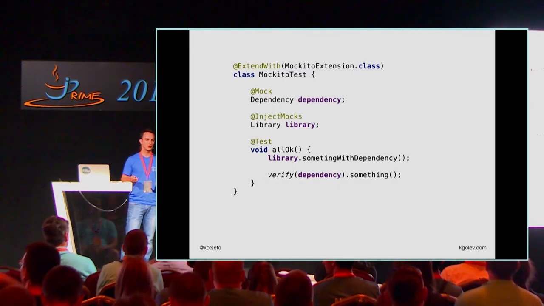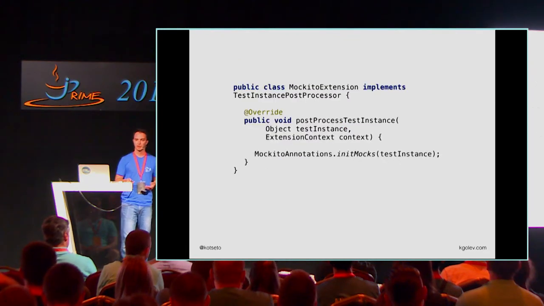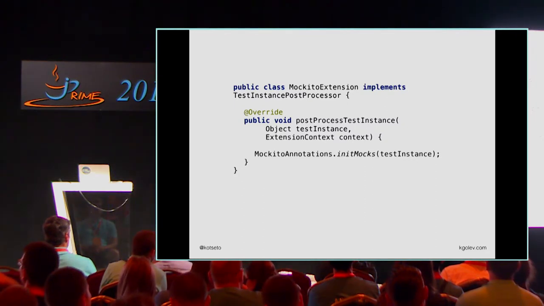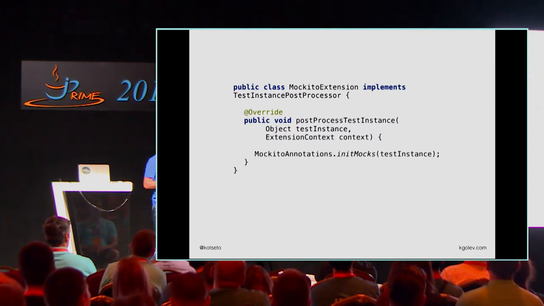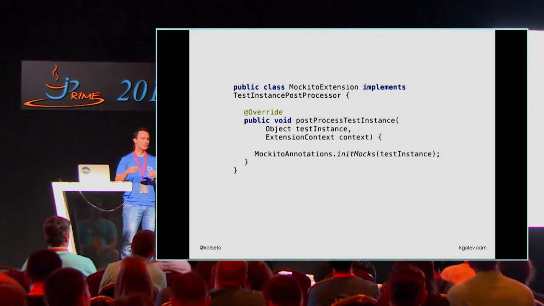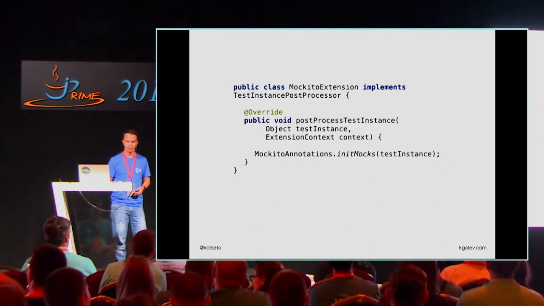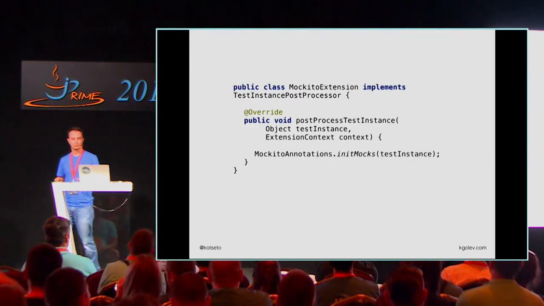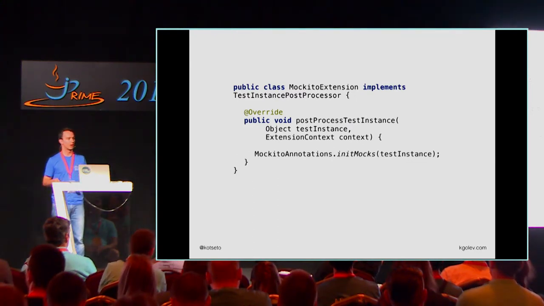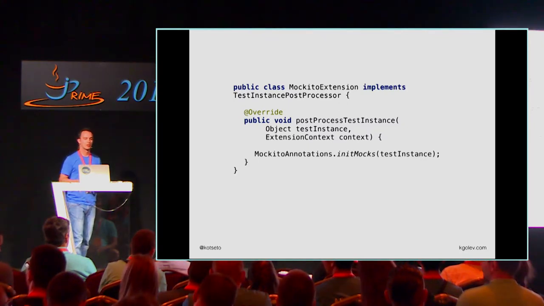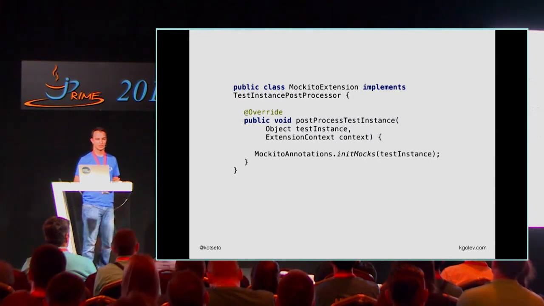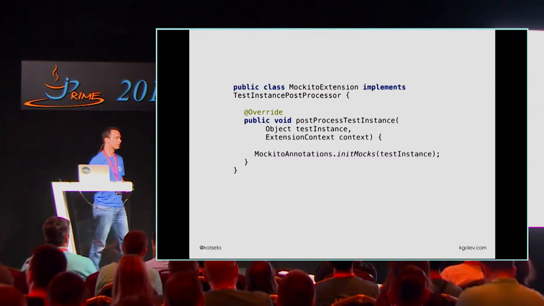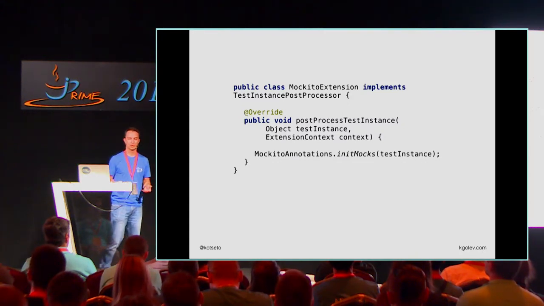So what is the Mockito extension doing, if you know how this works? It will just call the Mockito annotations init mocks on the test instance. So maybe some of you have put this code before in your before-each setup lifecycle method. The Mockito extension implements an interface. The interface is TestInstancePostProcessor. This is one of the extension points provided by JUnit 5, by the Jupiter API. So after the test instance is created, this will be called, and the init mocks code will run. So our mocks will be initialized. Everything will work as expected.